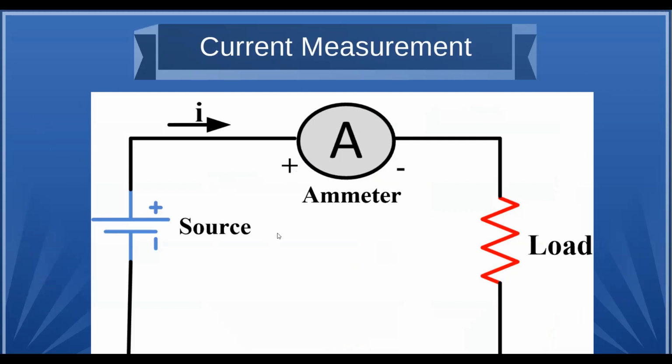When you use an ammeter, you put it in the circuit. Whereas when you're using a voltmeter, you're going to measure the voltage across the battery or across the load. To measure the current, you have to have it in the circuit to measure the current through.